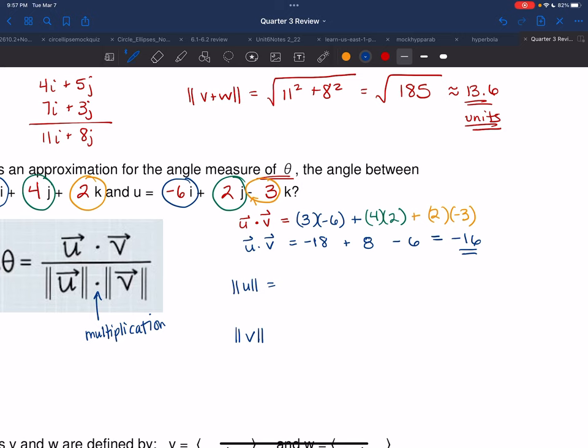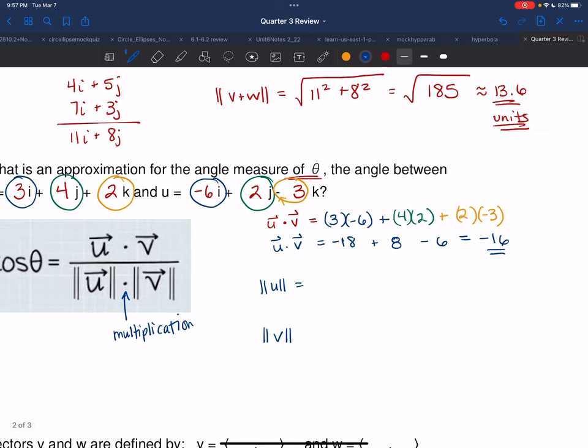All right, so let's look at u. 3, 4, and 2. That's going to be the square root of my i, 3 squared, plus my j, 4 squared, plus my k, 2 squared. Yes, it's in 3 dimensions. Yes, we can still get a value. Okay, so we have the square root of 9 plus 16 plus 4, and that's going to give me a value of 5.39.